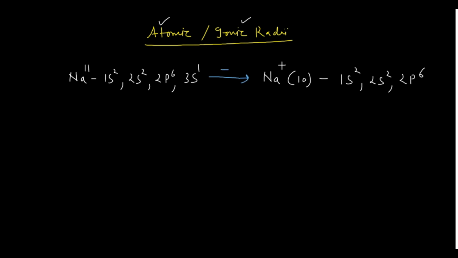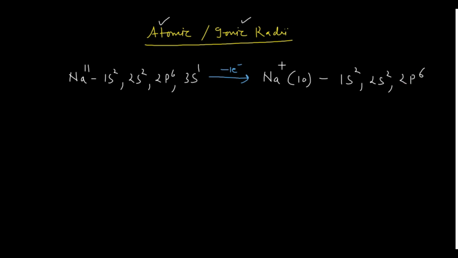If somehow I removed one electron from it by supplying some amount of energy, I'll convert this sodium into the sodium ion, and the sodium ion has only 10 electrons. So here you can see that if you fill the 10 electrons in this sodium ion, then the 3s subshell will vanish. It will go away from there. That means the third shell, the principal quantum number 3, will vanish from here. That means its size decreases.